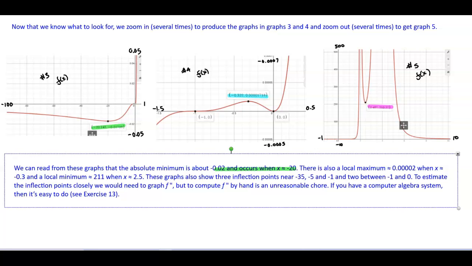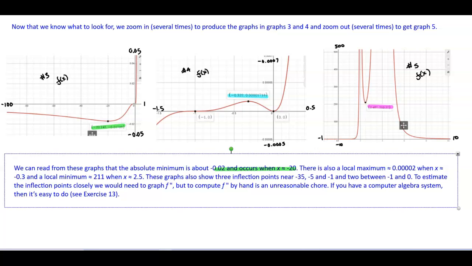These graphs also show 3 inflection points near negative 35. So we have an inflection point near negative 35. We also have one at negative 5 and negative 1 here, and also between negative 1 and 0.